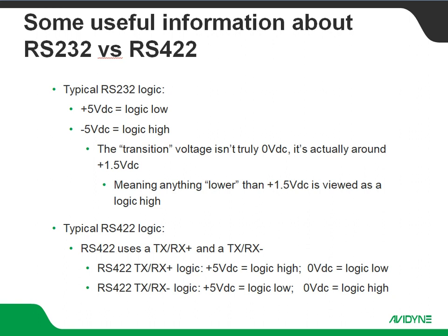RS-422, on the other hand, uses two wires. There will be a positive line and a negative line. On the positive line, if we look at it by itself, positive 5 volts DC is a logic high and 0 volts DC is a logic low. On the negative line, however, if we look at that by itself, positive 5 volts DC is a logic low and 0 volts DC is a logic high. So theoretically, it's the same logic that RS-232 uses.